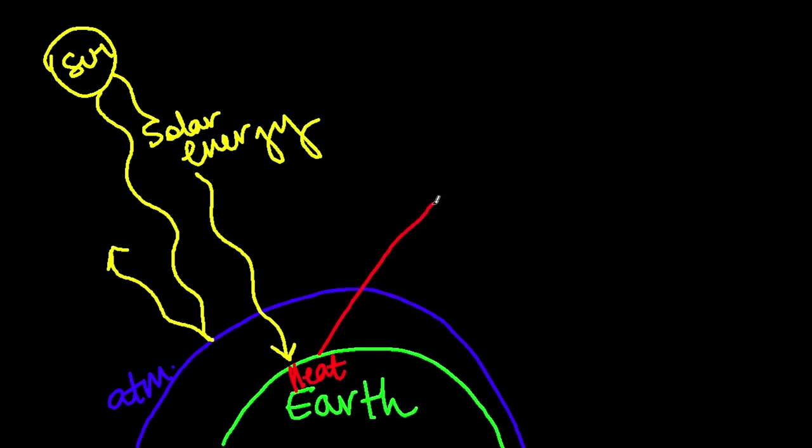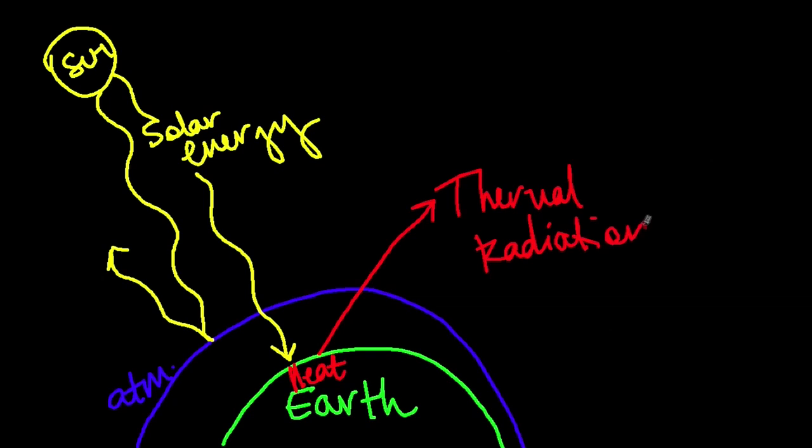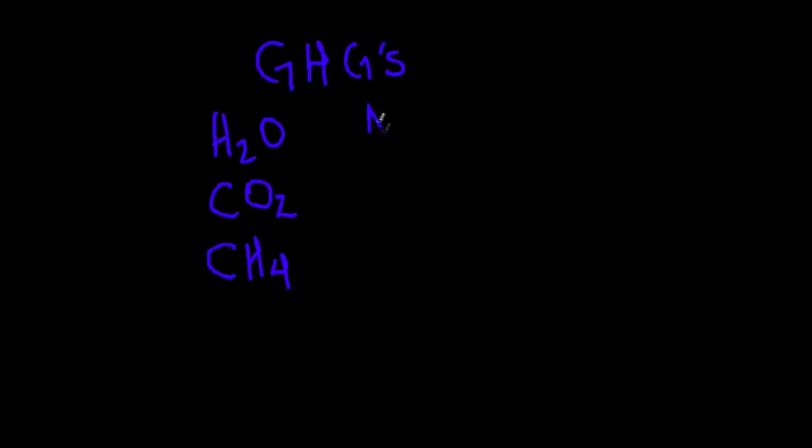As the Earth warms up, it releases heat up into the atmosphere. This heat is called thermal radiation. Some of this thermal radiation escapes out of the atmosphere and goes into space. However, there are certain gases in the atmosphere called greenhouse gases, which absorb and trap the Earth's heat inside the atmosphere. These greenhouse gases, or GHGs, are primarily water vapor, carbon dioxide, methane, nitrous oxide, and ozone. This keeps the surface of the Earth warm.